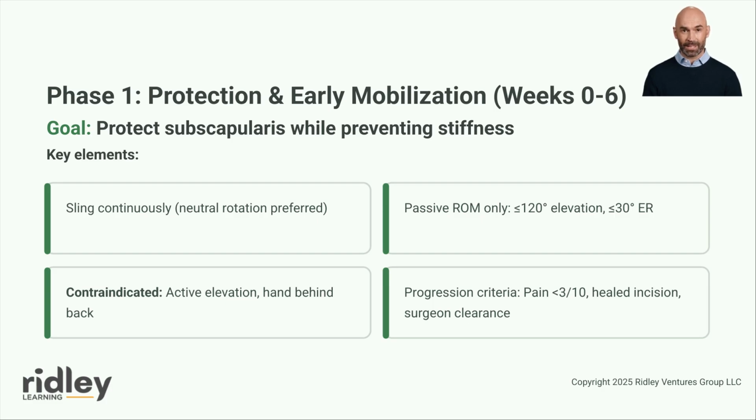The subscapularis tendon is typically tenotomized or peeled from the lesser tuberosity during the surgical approach and meticulously repaired at the conclusion of the procedure. Failure of this repair is one of the most common complications following anatomic arthroplasty and results in persistent pain, anterior instability, and compromised functional outcomes. Consequently, strict precautions regarding external rotation and active shoulder elevation are enforced throughout this initial phase.